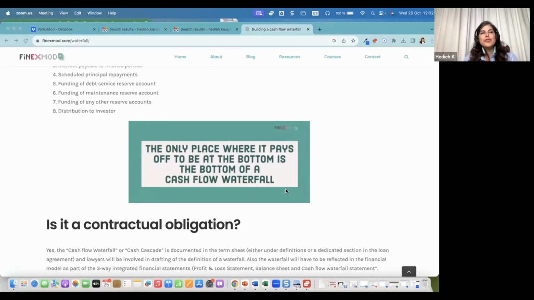Because I've been preaching: let's not consider the financial model as just a document, a requirement by lenders or other parties. Let's use this financial model for our own analysis. If you're a sponsor, a developer, or even a lender, all the parties involved, if they can really understand the importance of this document, the financial model, which up to now has been Excel based.